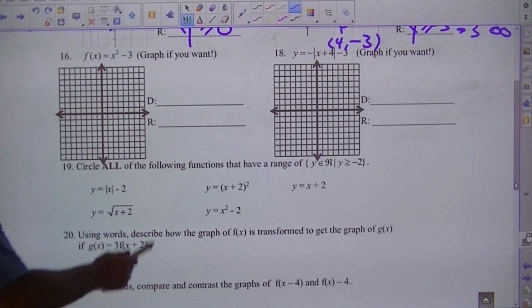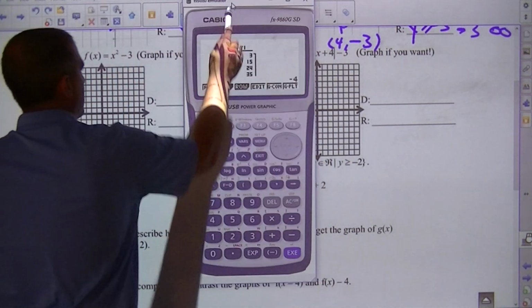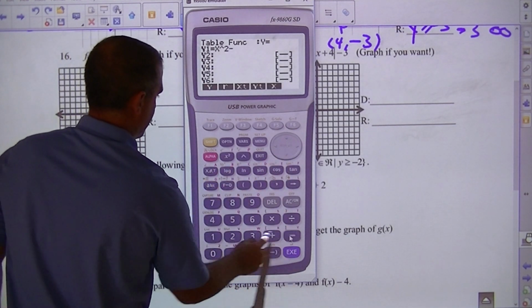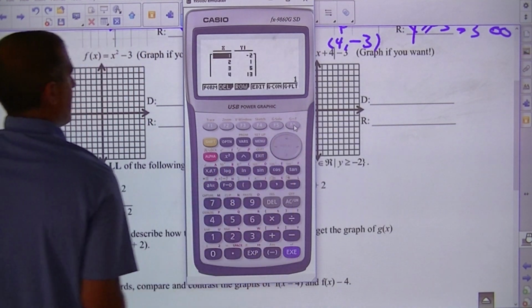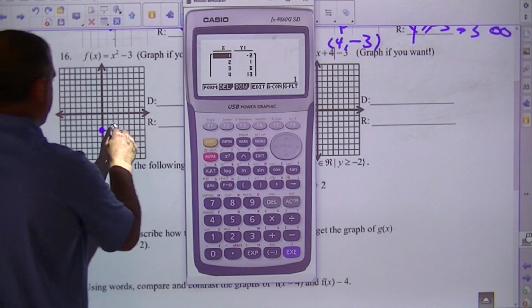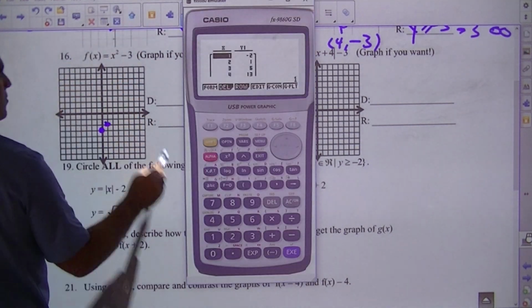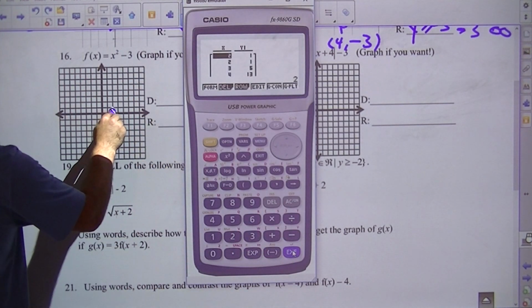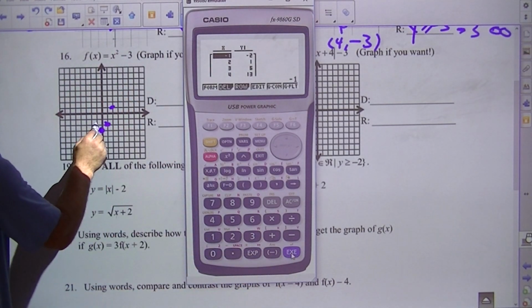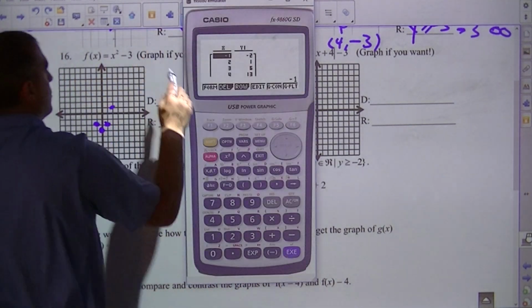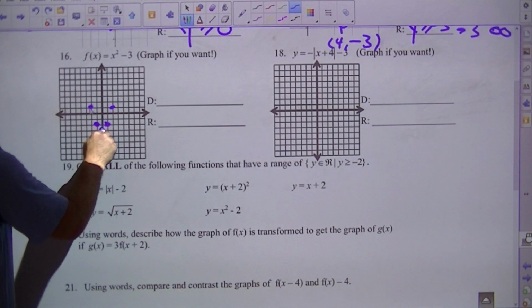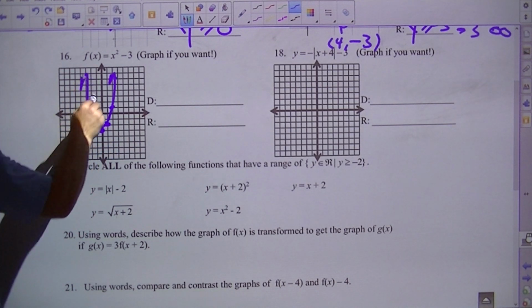Graph this one if you want. What I would do, x squared minus 3. Your anchor point is 0, negative 3. So if you graph 1, it's at negative 2. You graph 2, it's at 1. If you graph negative 1, it's at negative 2. And negative 2, it's going to be at 1. So here's what your graph looks like.